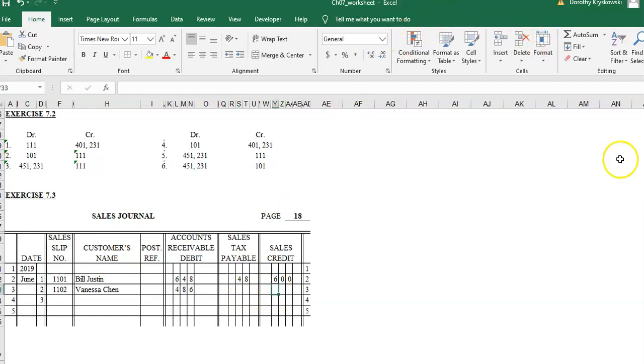Okay, how much was the purchase for again? Let's go back and look at that. I think it was $450. The sale was for $450. And the sales tax is $36.